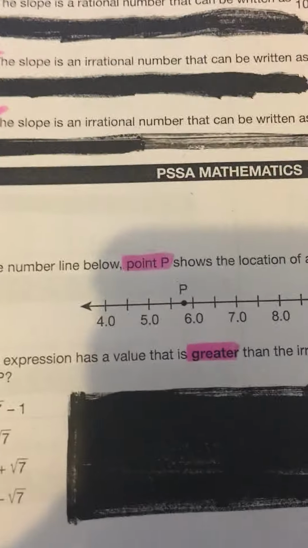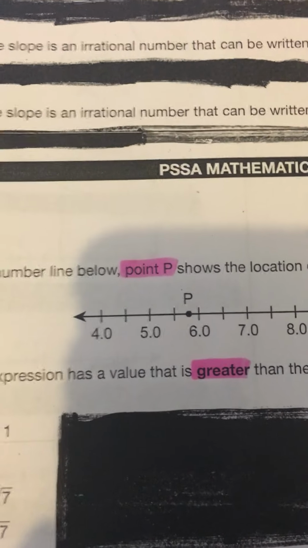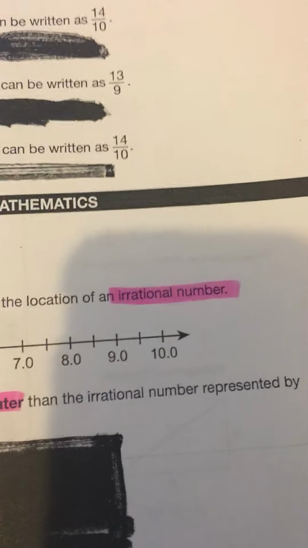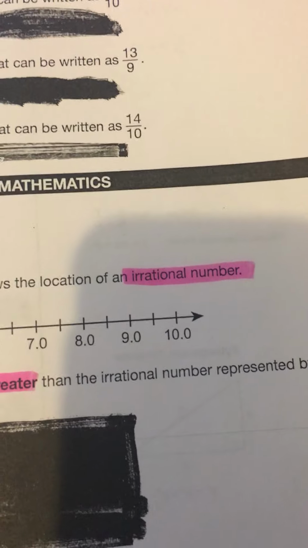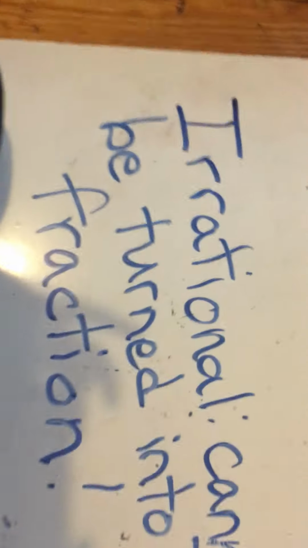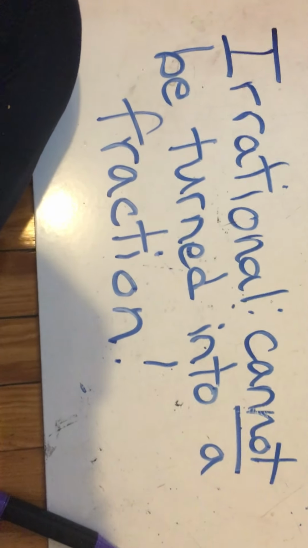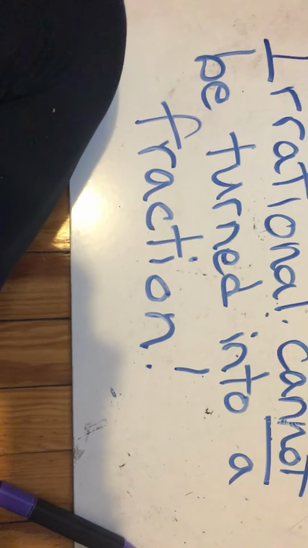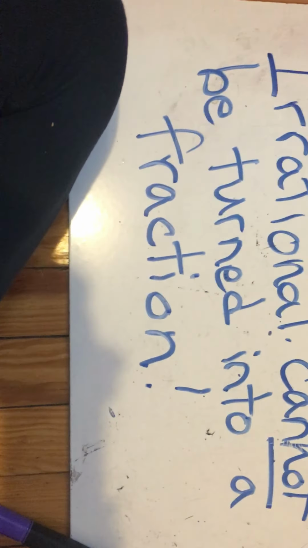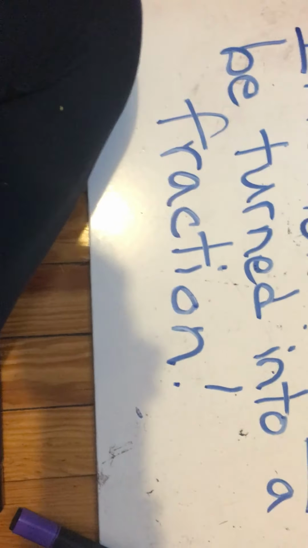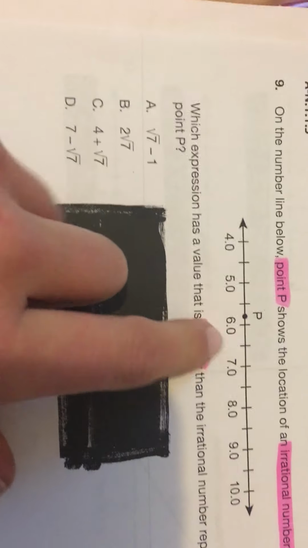So I went ahead and I highlighted some important words in the question. We're looking at point P, so I highlighted point P. Then it says an irrational number. An irrational number, again, is a number that cannot be turned into a fraction. So it's going to be some sort of number that has a decimal that goes on and on and on. There's not going to be any sort of pattern that we can see in our decimal. And the last word, which they actually wrote in bold for us, is we're looking for a value that is greater than point P.